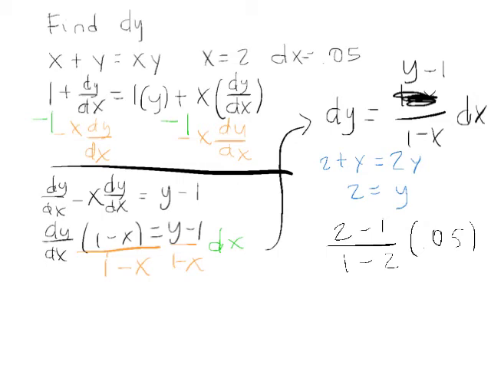And when you get done with all that, that should end up equaling, and this is dy by the way, so dy would equal negative 0.05. So a few more steps on that one, but not horrible. Just slow down and pay attention and use what you know to find what you don't.